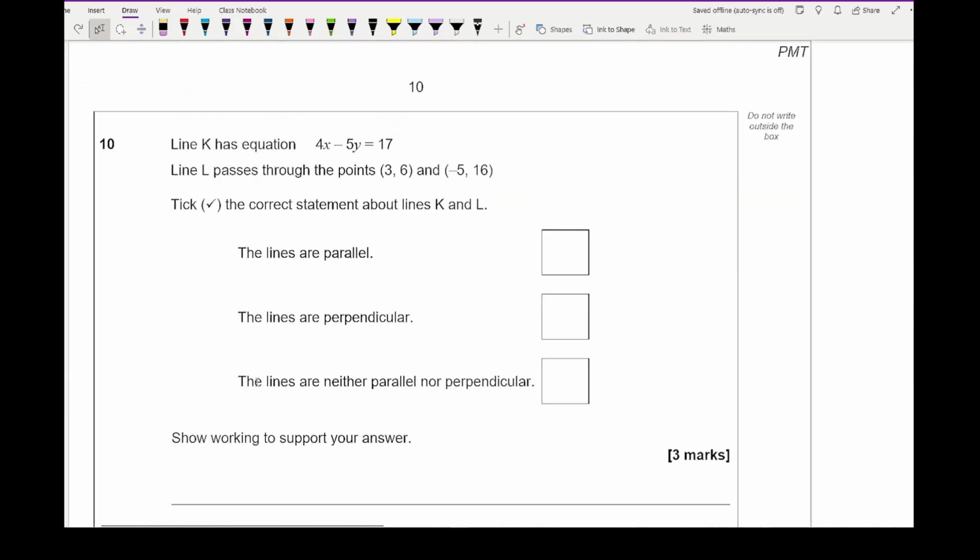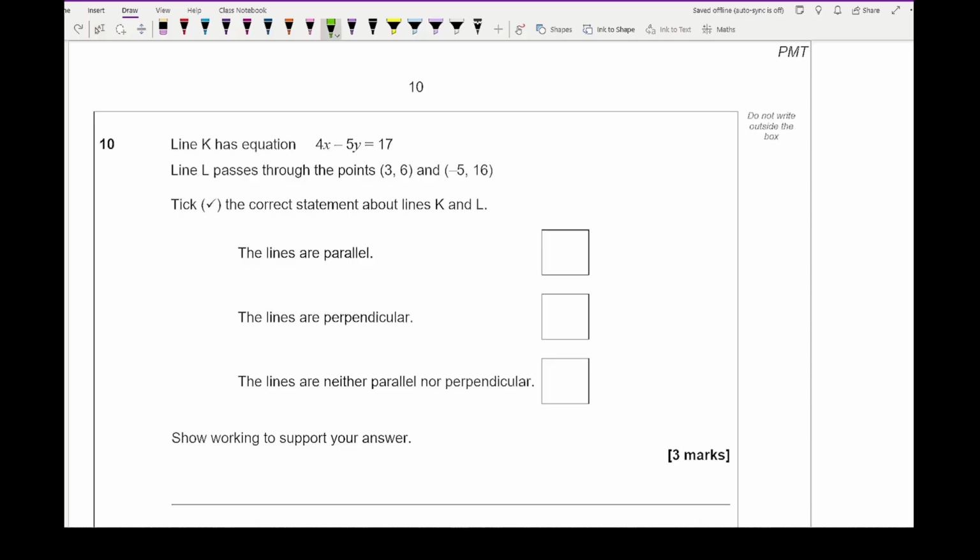Moving on to question 10, it says the line K has the equation 4x minus 5y equals 17, and the line L passes through the points (3, 6) and (-5, 16). Tick the correct statement about lines K and L: the lines are parallel, the lines are perpendicular, or the lines are neither parallel nor perpendicular. We need to show some working out as well.